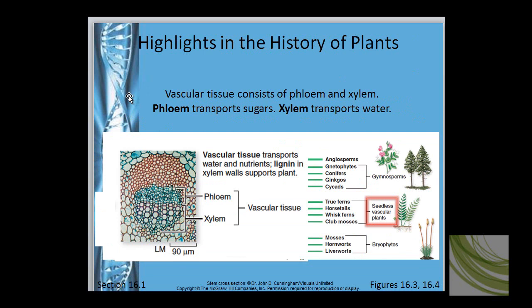So let's look at the highlights. Here's xylem and phloem. Phloem transports sugar, xylem transports water. And here we can see a slide showing this vascular tissue. Vascular tissue is very similar to blood vessels. You know, you have arteries and veins in animals. You have xylem and phloem in plants.